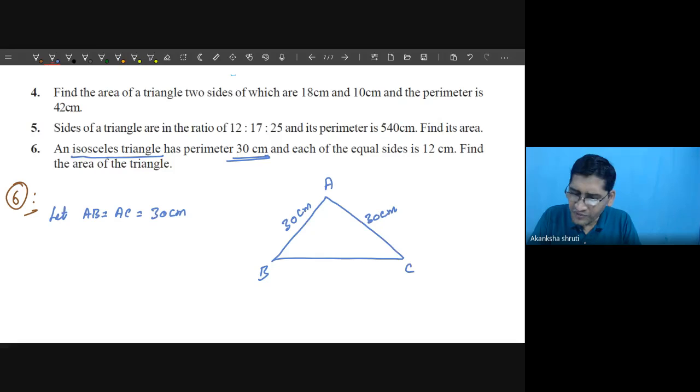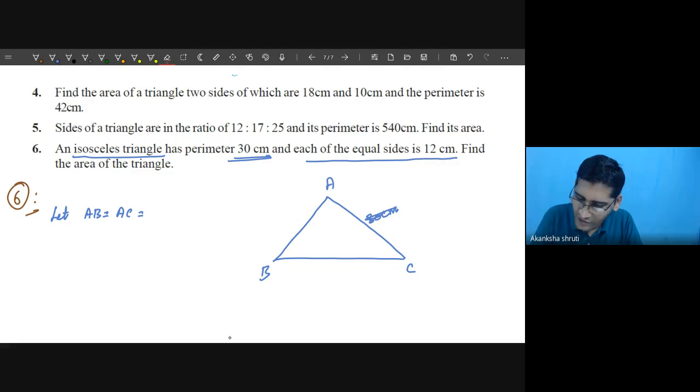And each of the equal sides is 12 centimeters. Sorry, student, it is given that this is 12. Okay, the perimeter is given as 30. So this has to be corrected. Keep in mind, this is given as the 12, not the 30.